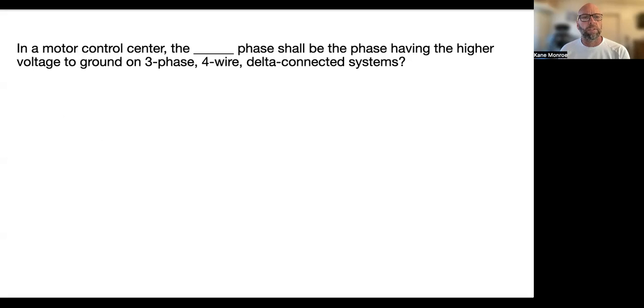Next one, in a motor control center, the blank phase shall be the phase having the higher voltage to ground on a 3-phase, 4-wire delta connected system. So they're looking for A, B, or C. So B phase is your answer on that one. 430.97(B).